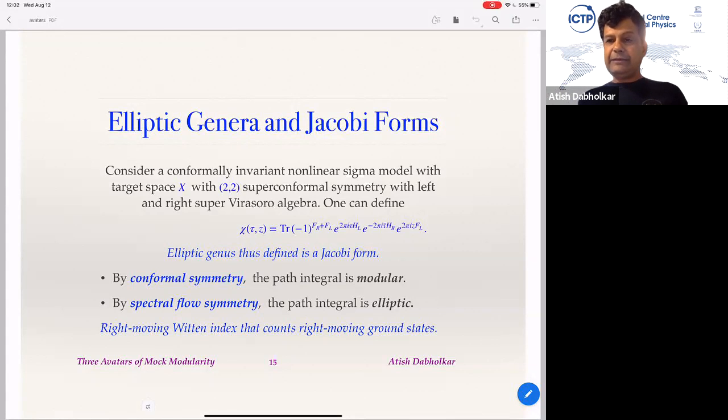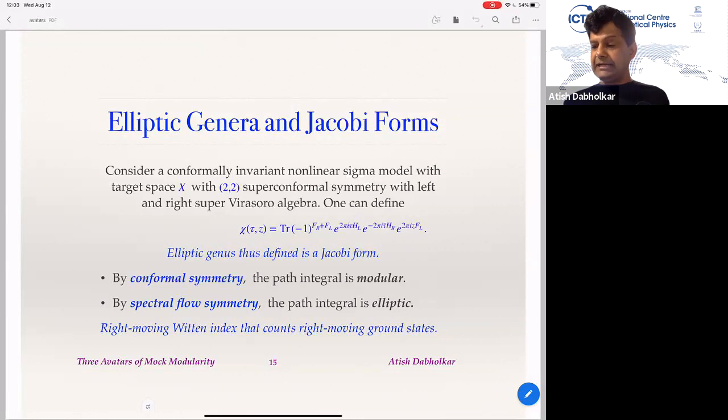And then, if you remember, there is a spectral flow symmetry under which the superconformal algebra is invariant. If you relabel what you mean by L0 and J0 in our context, H left, H right, and F right, there is a symmetry of this whole algebra, which is called the spectral flow symmetry, which basically comes from shifting the U1. Another way to think about it is that you can bosonize the U1 current of the conformal field theory. So suppose the current is del x, then shifts of the x is the spectral flow symmetry. And therefore the path integral is elliptic.